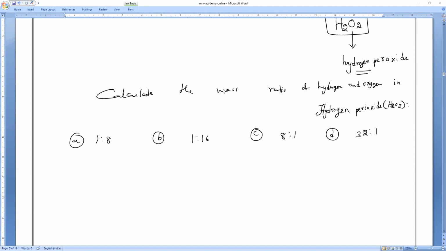So most of you are able to answer it. What is the answer? Option B. How? Hydrogen to oxygen they're asking. The number of hydrogens is 2, so 2 into 1 is 2. Oxygens also 2, so 2 into 16, which is 2 into 32. So we simplify: 2 ones are 2 sixteens. So what is the answer? 1:16. Very good. I hope you all understand. Clear? Yes, sir.